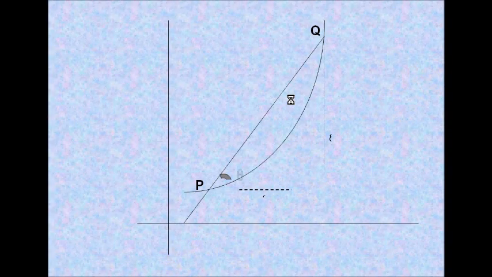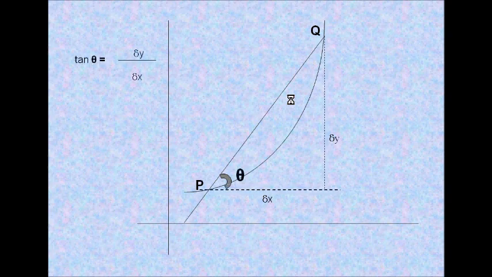Let's consider the same diagram. Q and P are there, and Q is very close to P, say delta x away from x of P and delta y away from y of P. Therefore, tan theta here becomes delta y over delta x, where theta is the angle shown here.